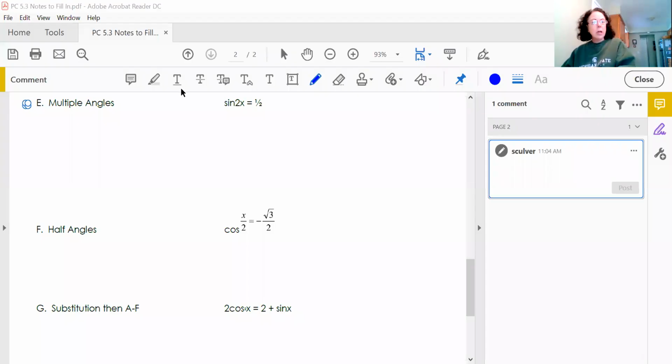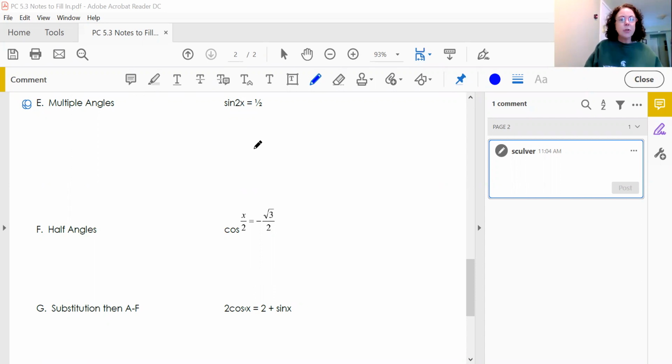So I'm going to go ahead and share my screen. Here we go. We are now in the same notes, but on E. So the way I handle problems like E and F. It says sine of 2x equals 1/2 for E, and cosine of x over 2 equals a negative square root of 3 over 2.